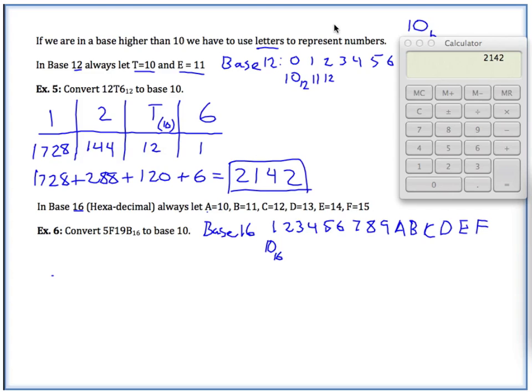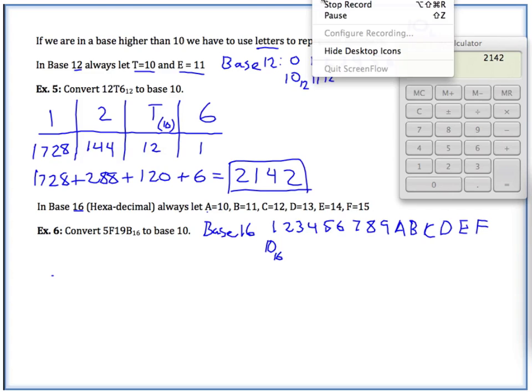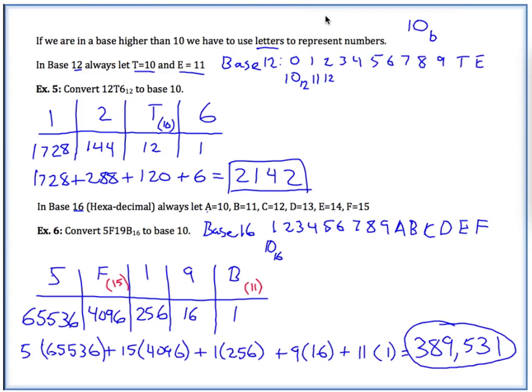Go ahead and pause the video and come on back when you're done. Alright, welcome back. So you should have written out your number here, 5F19B, and then you should have written your place values. So we have 1, 16, 16 squared, 16 cubed, and 16 to the 4th. Then you should multiply and add together.